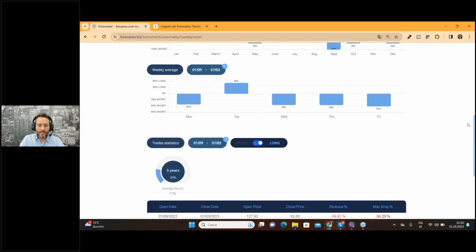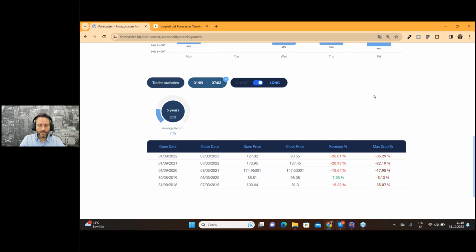Okay, if we go to see, we realize that actually in the last 5 years, if we had made a short trade in this time frame, we would have had an average positive performance of 20% in 80% of the cases.